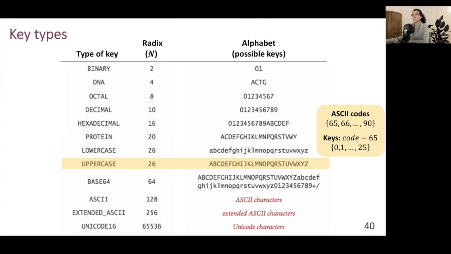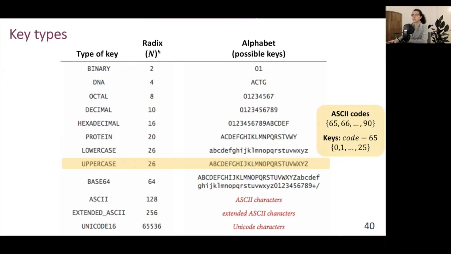We start by noting that bucket sort can be applied to sort keys of types other than integers. In reality, we can sort keys based on any given alphabet, as long as those keys can be indexed into a small integer range. In the bucket sort example, we worked with decimal digit keys, but we could potentially work with any of these other alphabets as well.